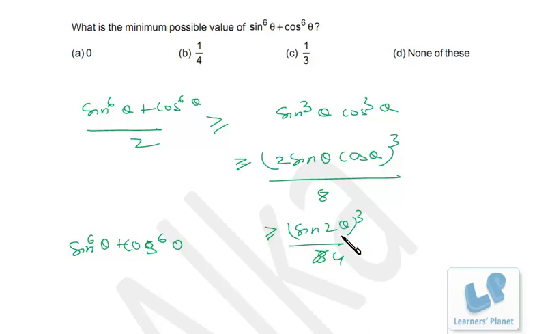Now the maximum value of sin 2θ will be 1 only, right? When θ is pi by 4. So the maximum value of sin 2θ will be 1. So I can write this expression will be definitely greater than or equal to 1 by 4, right? 1 cube is 1. So minimum possible value of this expression is 1 by 4. That's option B. Okay.